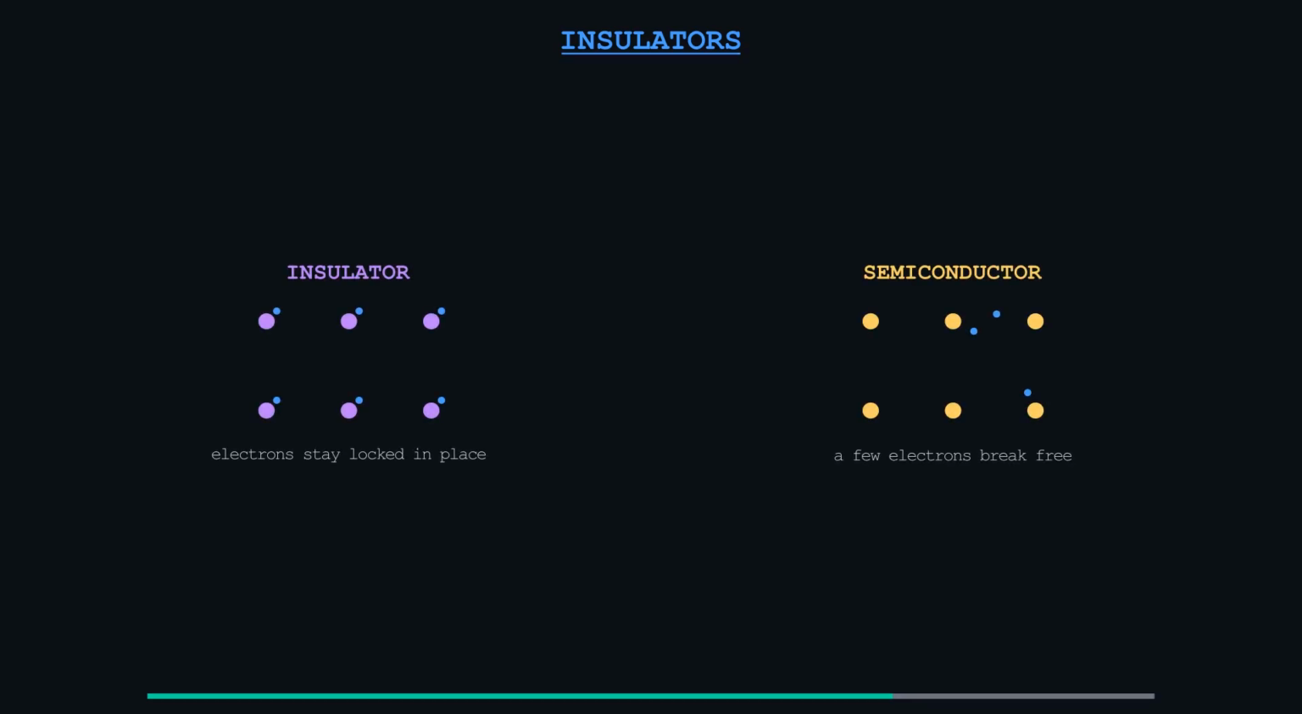An insulator holds its valence electrons so tightly that almost none ever break free, which is why materials like rubber and glass block the flow of current. A semiconductor sits between the two extremes. Normally a poor conductor, materials like silicon and germanium can be made to release a controlled number of electrons, which is the basis for diodes, transistors, and modern electronics.